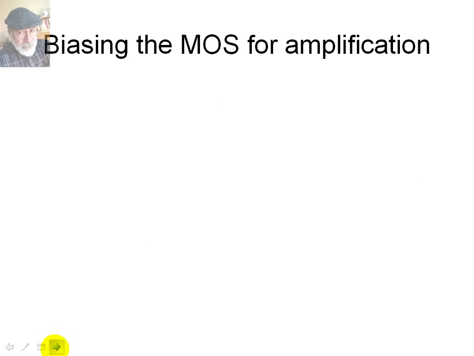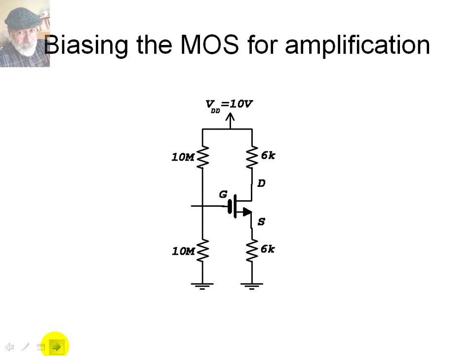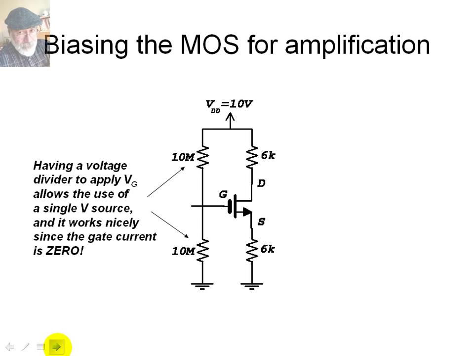What happens when we want to use the MOSFET for amplification? The first thing we have to do is making sure that the MOSFET is in saturation mode. We need to bias the MOSFET. Biasing the MOSFET is to guarantee that it is working in saturation. We'll use this circuit. Having a voltage divider on the gate side allows us to use a single voltage source for the drain and for the gate to apply VG and VGS. That works because the current in the gate is zero. We have a perfect voltage divider.